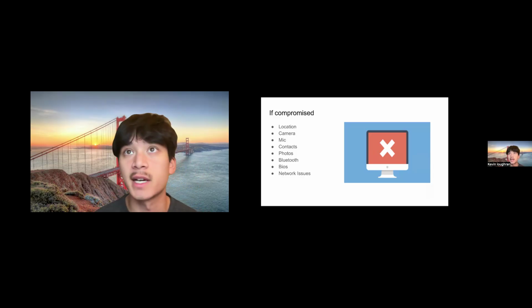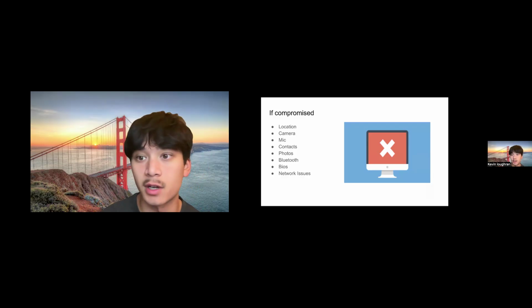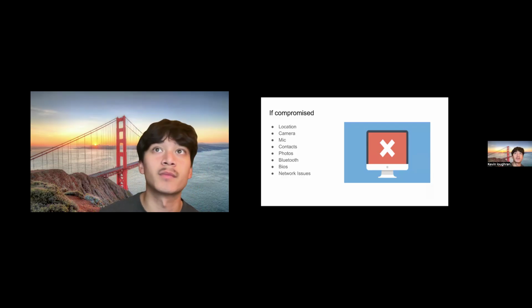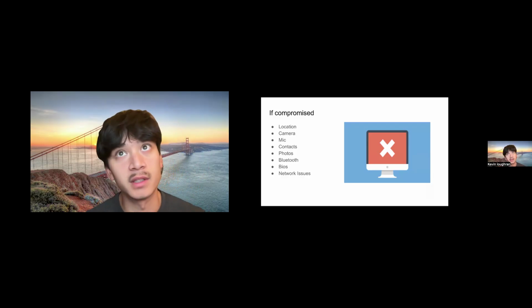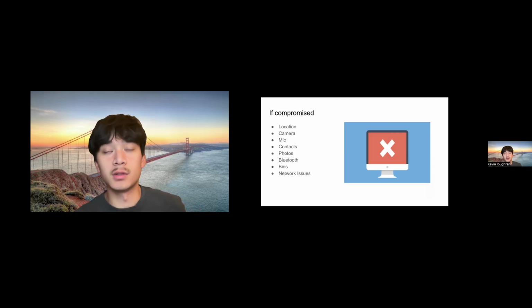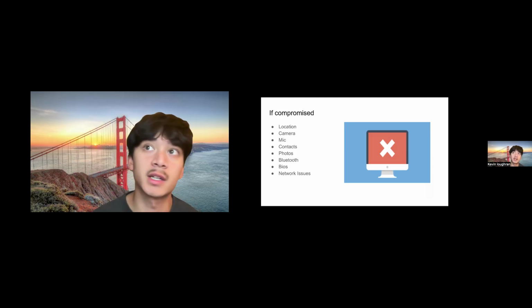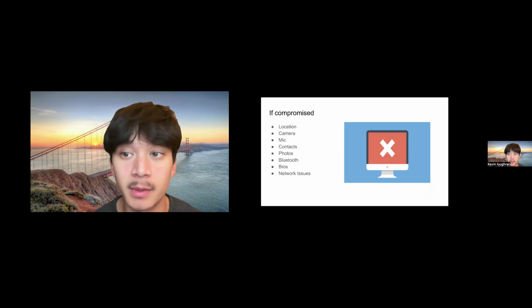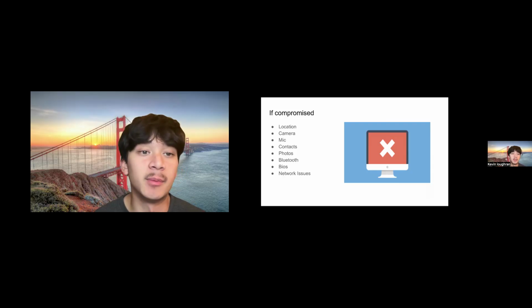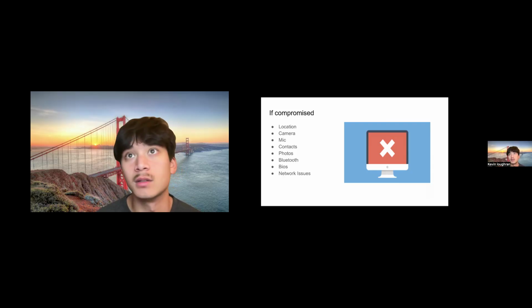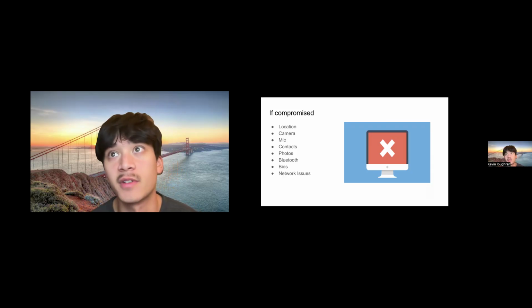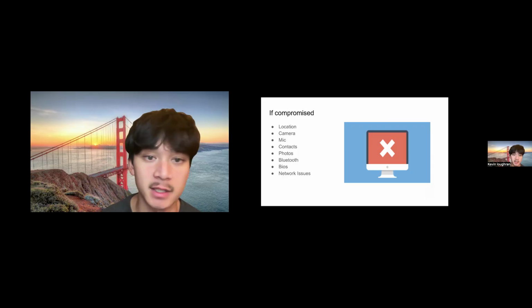If contacts is compromised, an attacker could use your contacts for phishing. Photos and storage, you could get all that stuff leaked. Biometrics could be used for unauthorized logins. This is kind of rare, but it's still possible. And then if your network or device ID is compromised, it could be used to track other profiles across other devices that you might have.